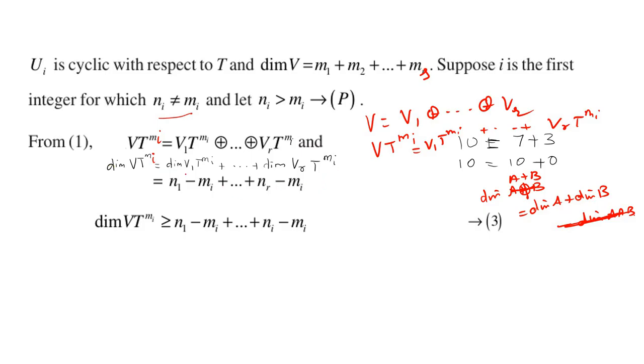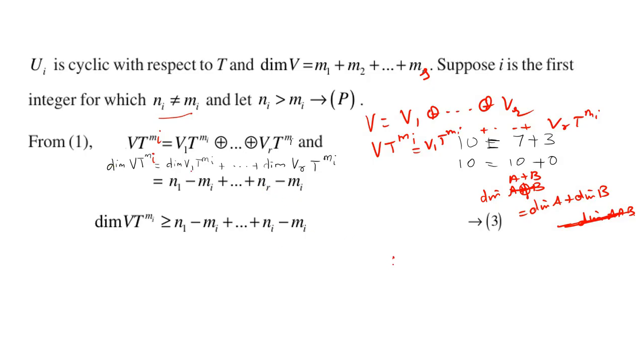So we have dimension of Vt power mi to be dimension of V1 t power mi and so on, dimension of Vr t power mi. And this is of dimension n1. So by the previous lemma, this is what we get: n1 minus mi and so on, nr minus mi.